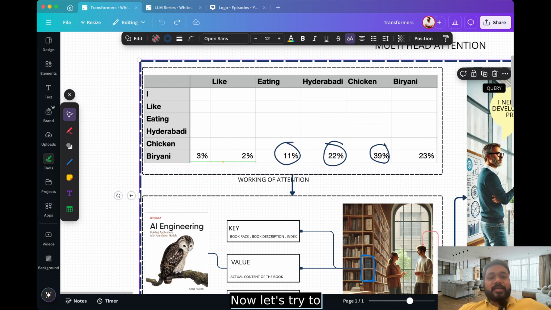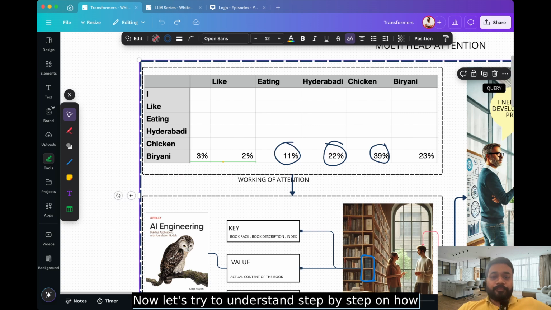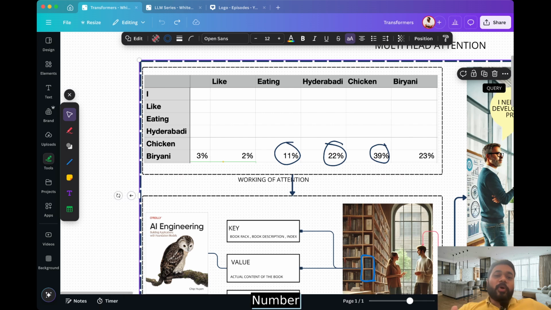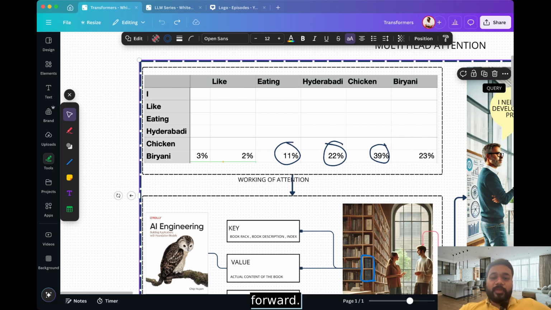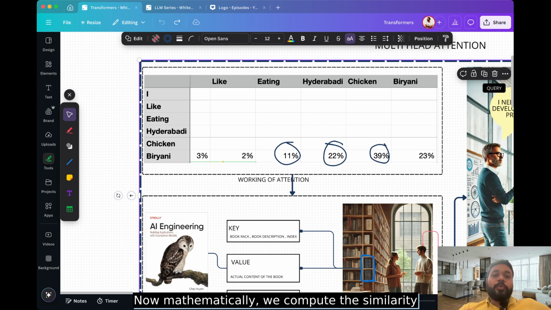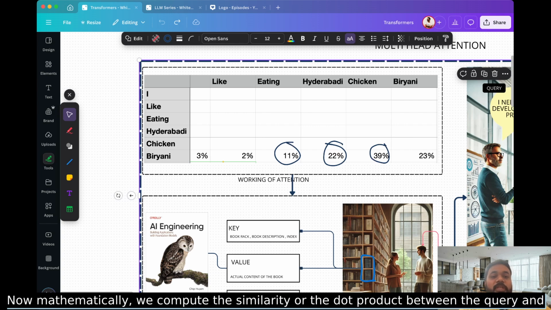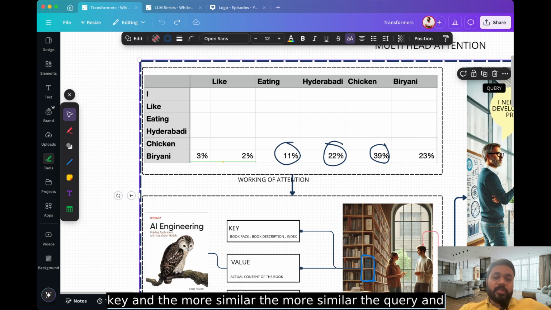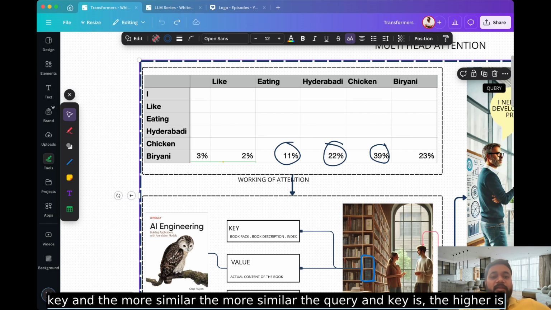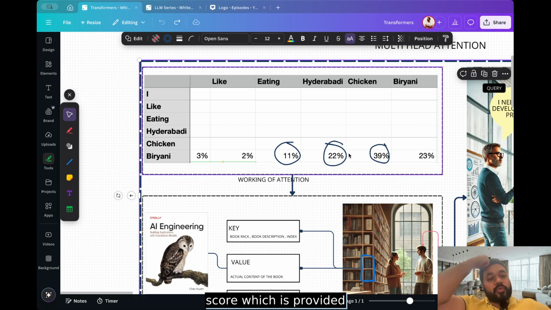Now, let's try to understand step by step how attention works. Every word in the sentence is converted into three vectors. Number one, query, the word asking for information. The key, the word providing the information. And then the value, the actual content that is passed forward. Now, mathematically, we compute the similarity or the dot product between the query and the key, and the more similar the query and key are, the higher the attention score.